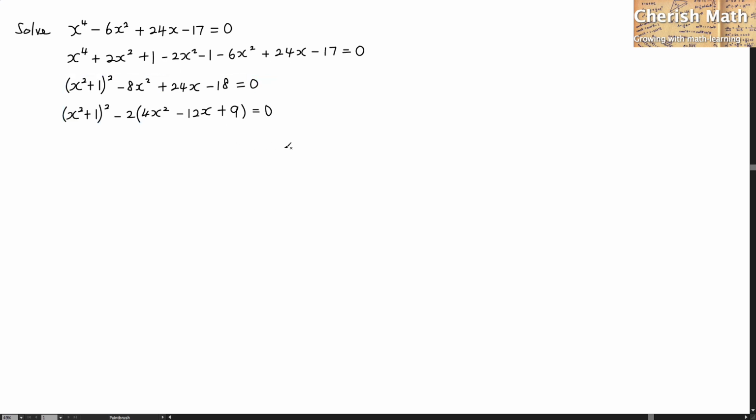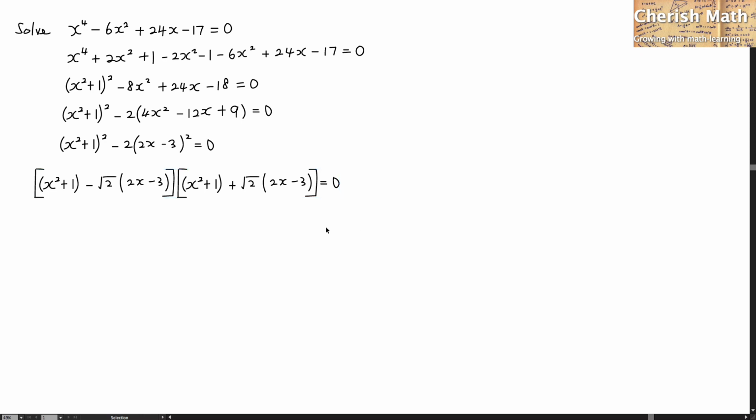In the next step, I will need to factorize 2 from this portion, and this is what I get. I keep going. In the bracket here, I factorize it to become 2x minus 3, close the bracket, squared. And now I will have to factorize in the next step. After working out the factorization, this is the result.